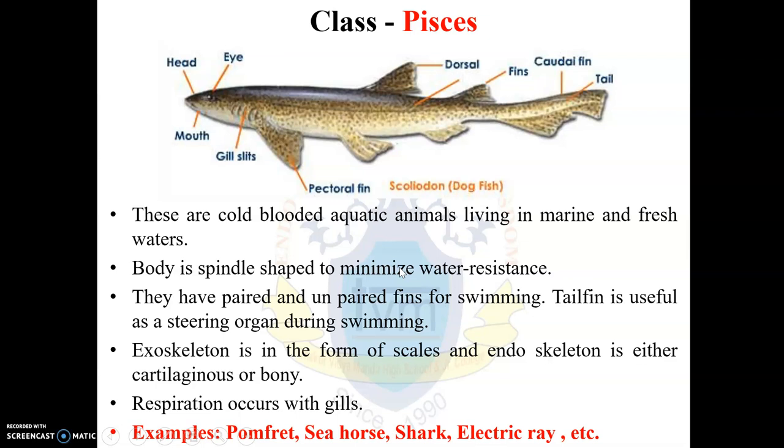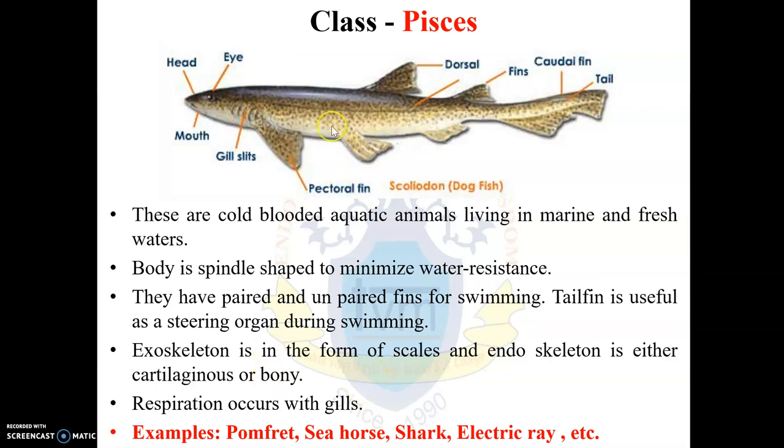Next is Pisces. These are cold-blooded aquatic animals living in marine and fresh waters. Their body is spindle-shaped to minimize the water resistance. They have paired and unpaired fins for swimming. Tail fin is useful as a steering organ during swimming. Look at this picture. This is the tail fin. This one is the pectoral fin and here is the caudal fin.